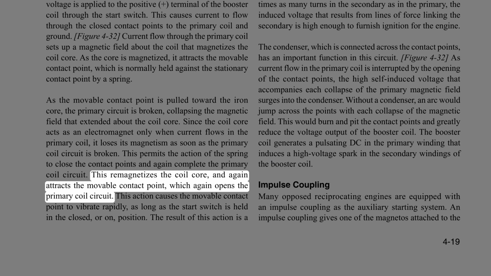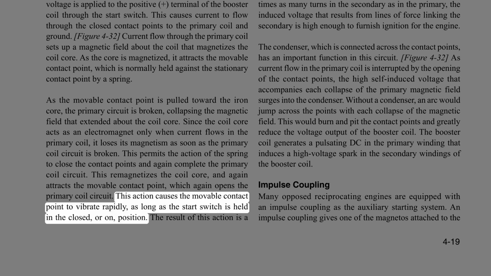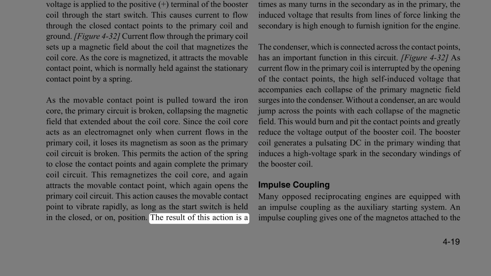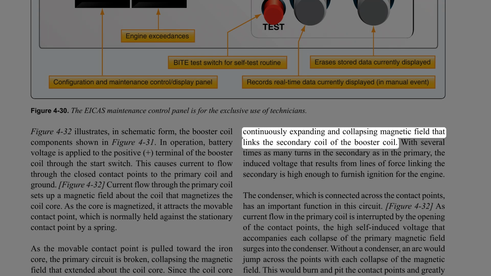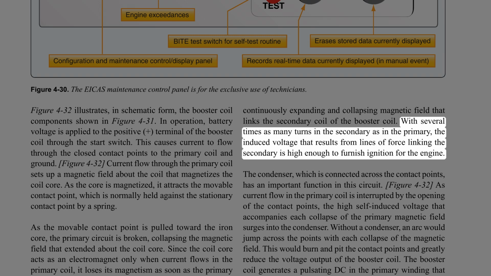This remagnetizes the coil core, and again attracts the movable contact point, which again opens the primary coil circuit. This action causes the movable contact point to vibrate rapidly, as long as the start switch is held in the closed, or on, position. The result of this action is a continuously expanding and collapsing magnetic field that links the secondary coil of the booster coil. With several times as many turns in the secondary as in the primary, the induced voltage that results from lines of force linking the secondary is high enough to furnish ignition for the engine.